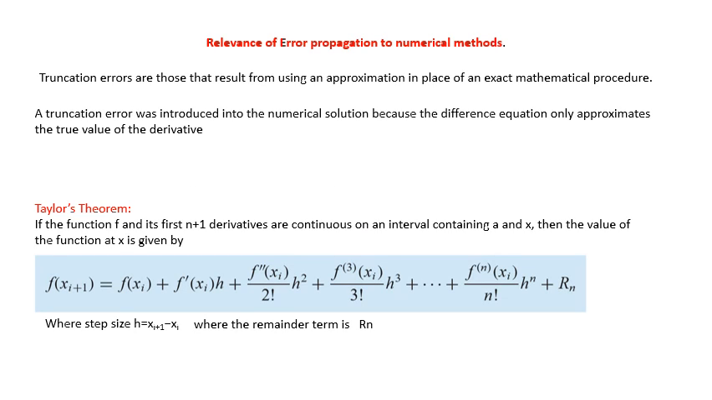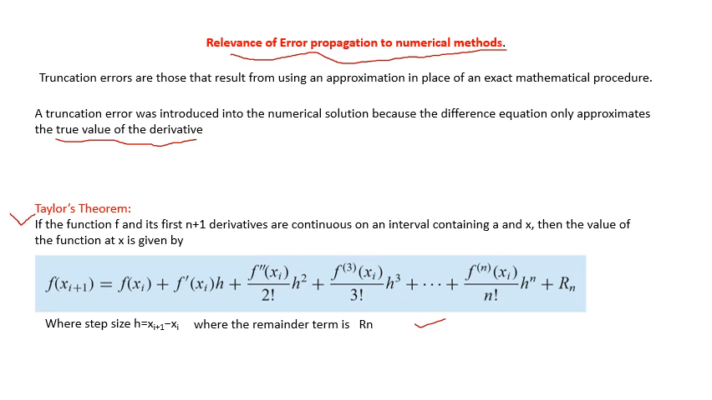Okay, now let us study the relevance of error propagation to numerical methods. So truncation errors are those that result from using an approximation in place of an exact mathematical procedure while calculating. A truncation error is introduced into a numerical solution because the difference equation only approximates the true value of the derivative. That means, let us take an example of Taylor theorem. In the Taylor theorem you could say that f of x i plus 1 is nothing but f of x i plus f dash of x i into h plus f double dash of x i upon 2 factorial into h square and so on.